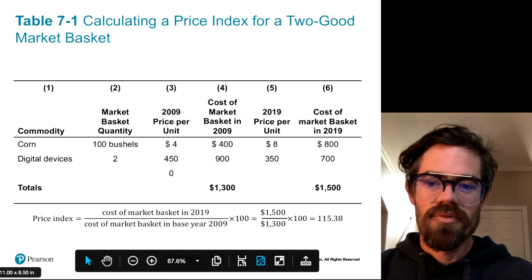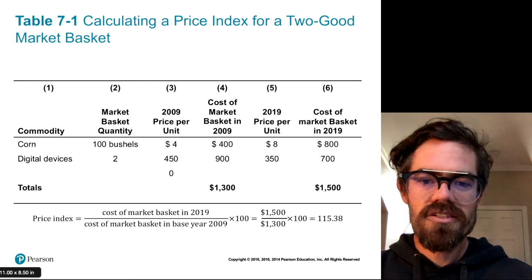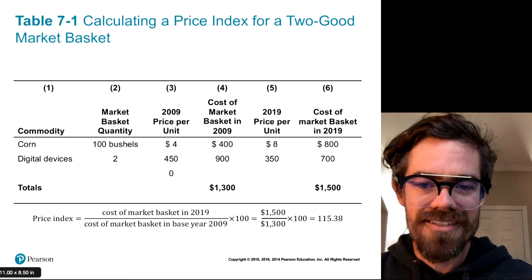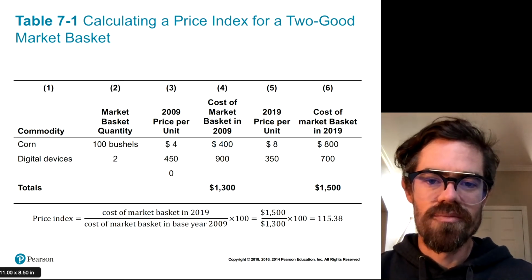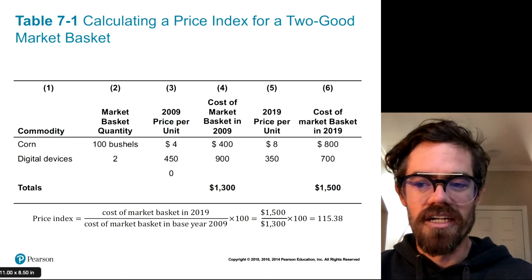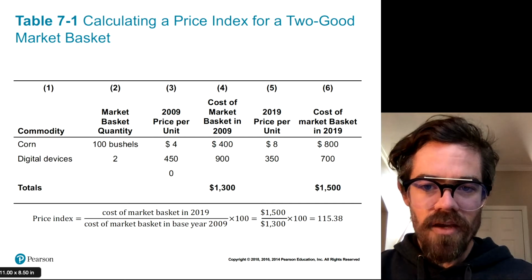Okay, so here's a numerical example we can go through to illustrate this. Okay, so we've got 2 commodities, corn and digital devices. And the market basket is going to consist of 100 bushels of corn and 2 digital devices. So that's our basket, okay? And that's not going to change. It's going to remain the same for any given year, okay?